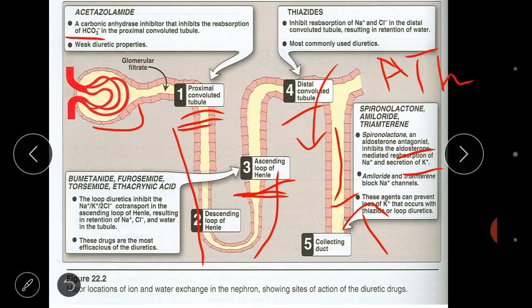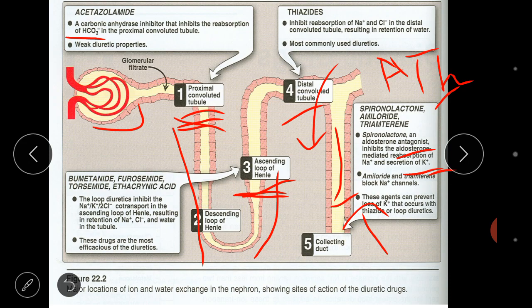Here in the proximal convoluted tubule, they inhibit the carbonic anhydrase enzyme. So bicarbonate, sodium and potassium will not get reabsorbed. And in the distal convoluted tubule, we have the drugs thiazides. They inhibit sodium chloride cotransport, so sodium and chloride will not get reabsorbed. And here we have aldosterone antagonists, that is spironolactone, amiloride. They inhibit the reabsorption of sodium and increase the reabsorption of potassium. These are also called potassium sparing diuretics.